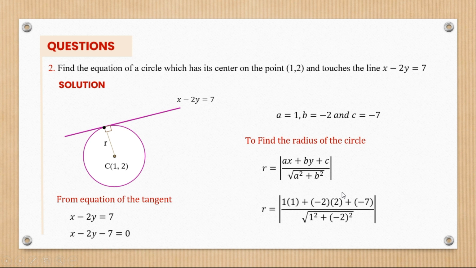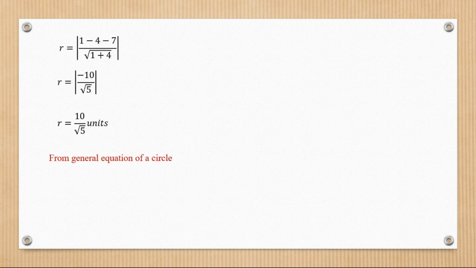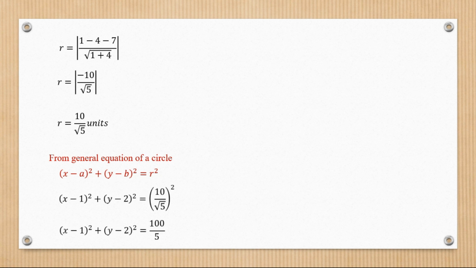So now this is what I'll have. Simplify that further and I'll have it as negative 10 over root of 5. Now we can ignore the negative and I'll have r being equal to 10 over root of 5 units. So from the general equation of the circle, I can now find the equation of the circle. So plug those in and I'll have it this way.